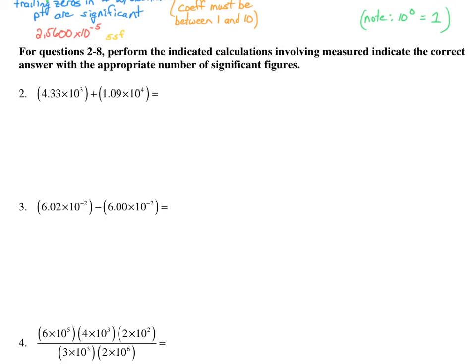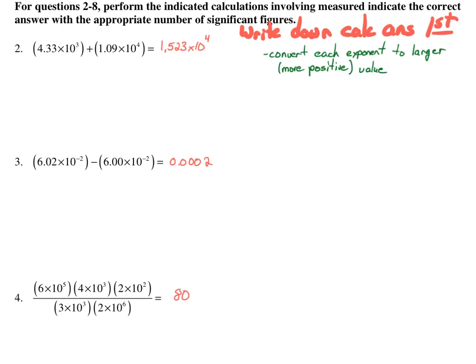These next problems involve adding and subtracting numbers written in scientific notation. As always, make sure you write down the calculator answer first. So I've gone ahead and written down the calculator answer for each of these. The next thing to keep in mind is to convert each exponent to the larger or more positive value. Here we see 3 and 4. We want both of these numbers expressed to the 4th power.